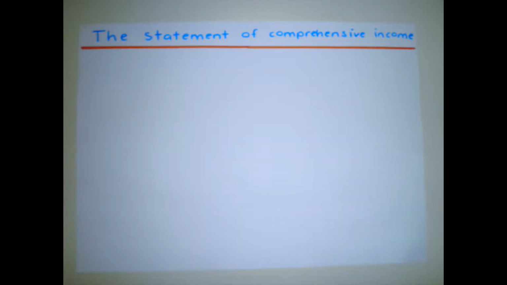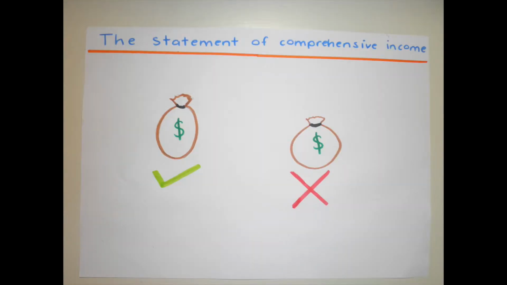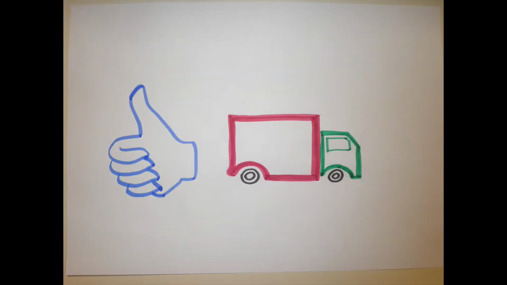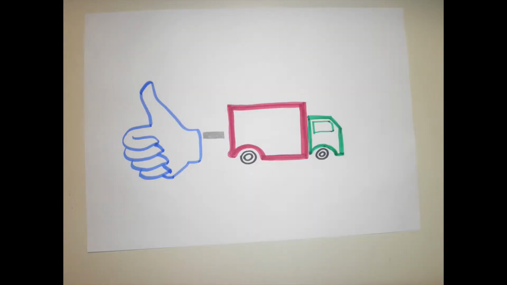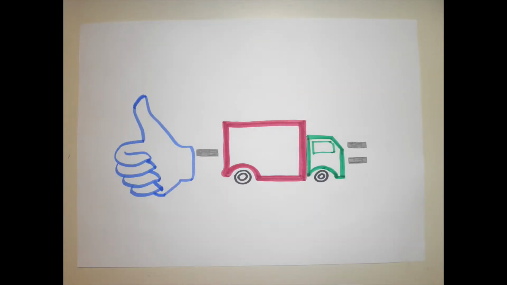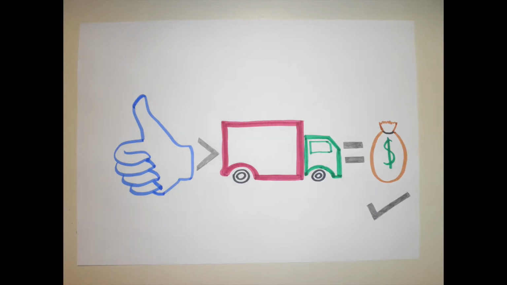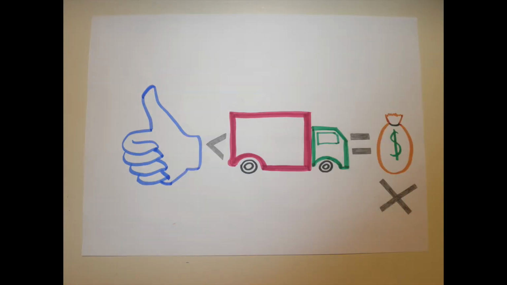The statement of comprehensive income, or the income statement, answers whether or not the business is profitable. It presents a summary of the firm's revenues and expenses for some period of time, such as a month. It follows the structure of revenues minus expenses equal net profit. Net profit is reported if total revenues exceed total expenses, and net loss occurs if total expenses are greater than total revenues.